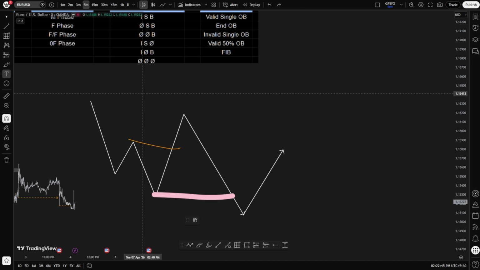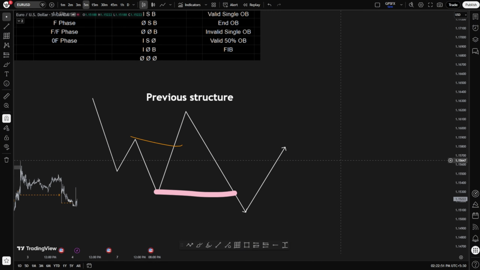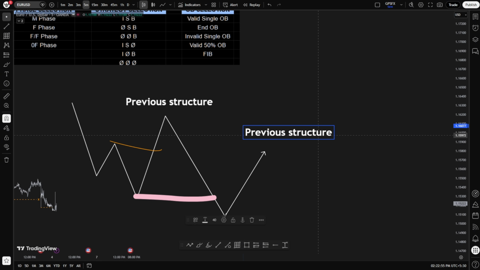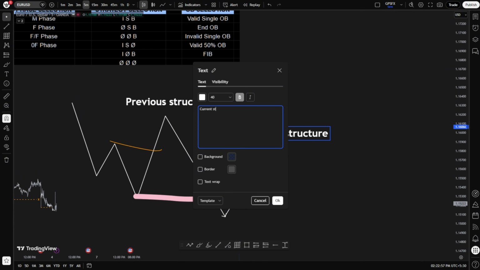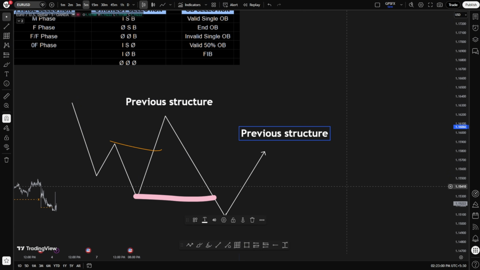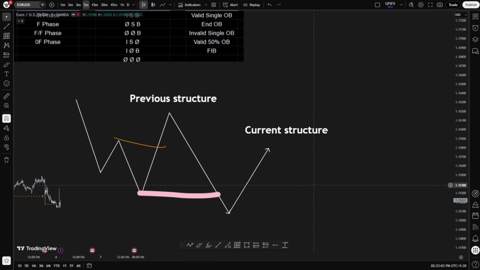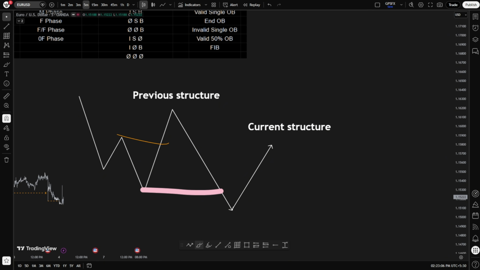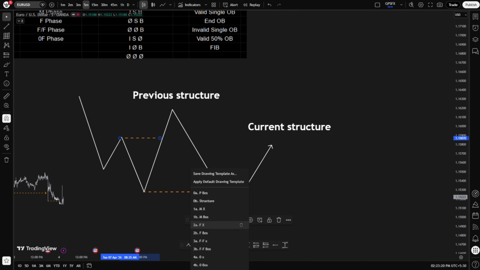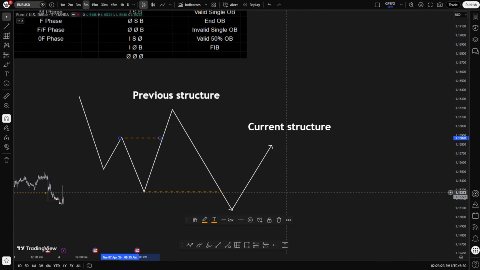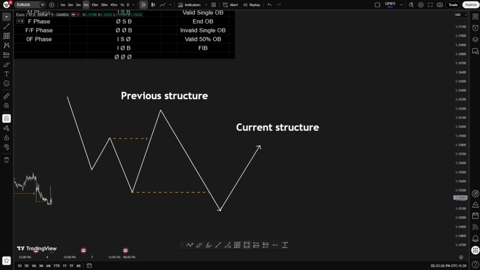So let me even mention this. Previous structure, right? And the point that we are currently trading, this is the point where we call this the current structure. These are the 2 structures that are always present no matter where you trade, right? I think I'll just make this a bit clear because it looks messy. Okay. So we got an inducement, we got a breakout structure, but there is something missing in the current structure.